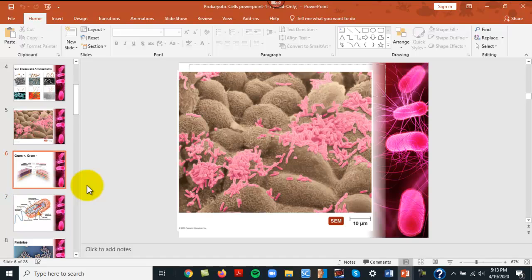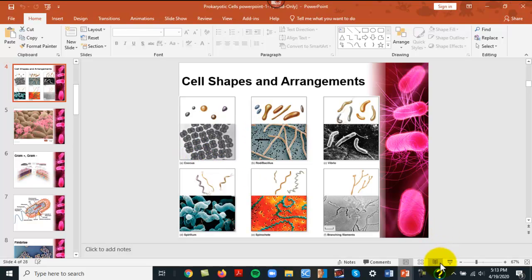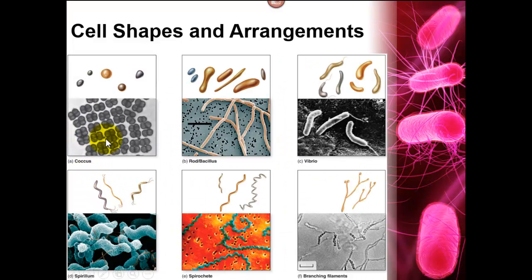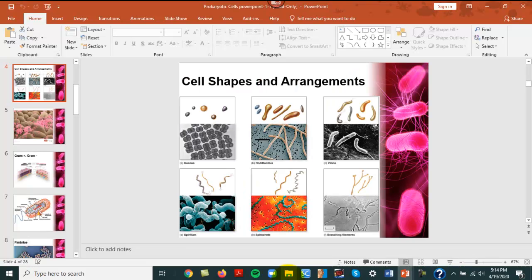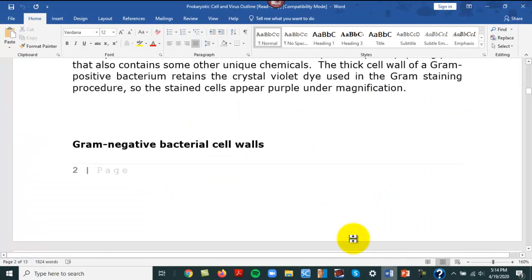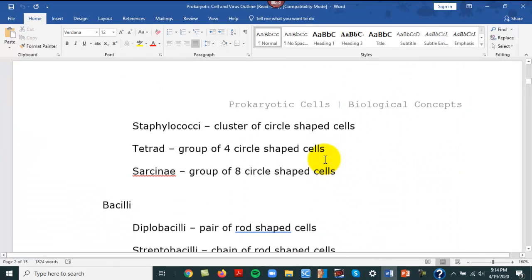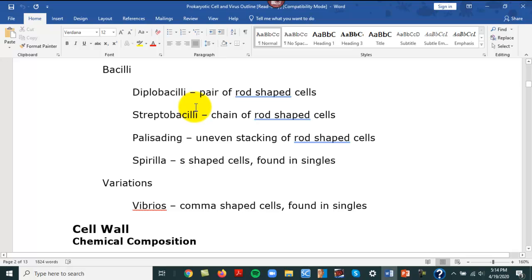There's some itty-bitty bacteria here. I thought I had better pictures than this, but they almost look like they're in 2s. They could be in 4s. You see they're circle-shaped cells. This is called a streptobacillus. It's a chain of rods. But if you had a chain of circle-shaped cells, it'd be called a streptococci. Diplobacilli would be 2 rod-shaped cells. Strepto is a chain of rod-shaped cells.